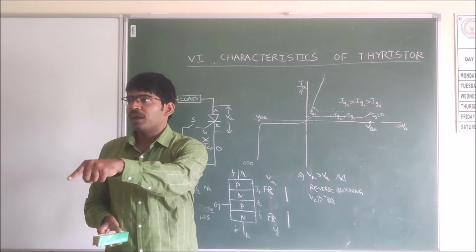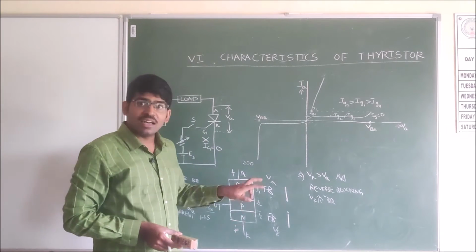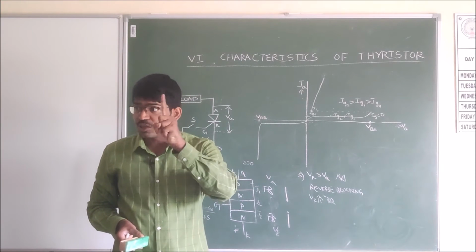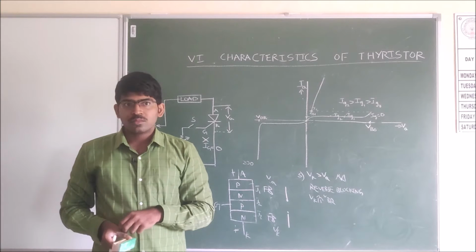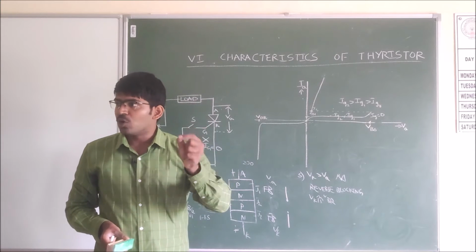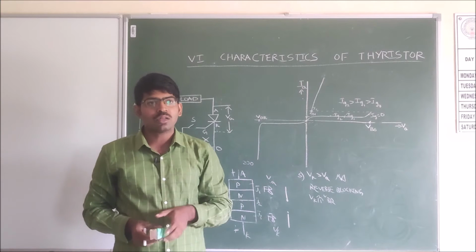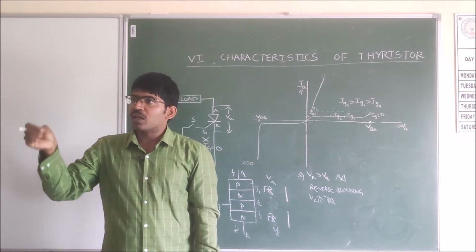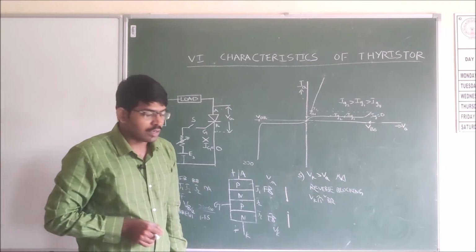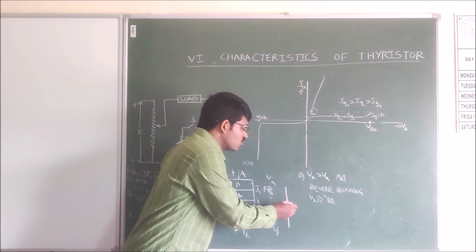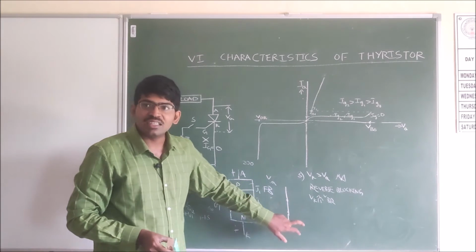There is another breakdown which is called avalanche breakdown. Even though the P and N regions are not heavily doped, avalanche breakdown will occur due to collision. If the breakdown occurs due to the electrostatic field, that is called Zener breakdown. If the breakdown occurs due to collision, then it is called avalanche breakdown. Because of the avalanche breakdown, J2 breaks down and the thyristor is in on state.